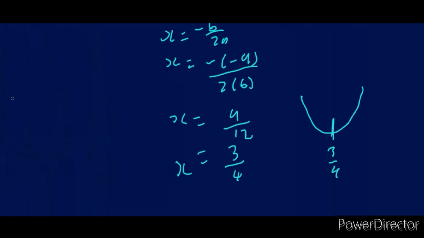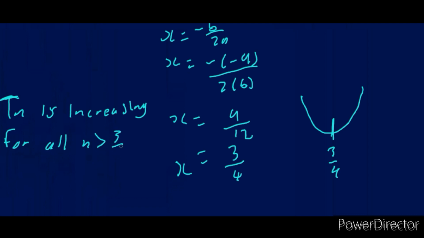So this is how you write it. You say Tn is increasing for all n, for all n greater than 3 over 4. So you're telling them that T is always increasing when n is greater than 3 over 4.